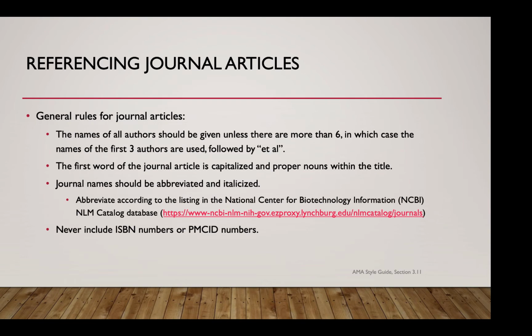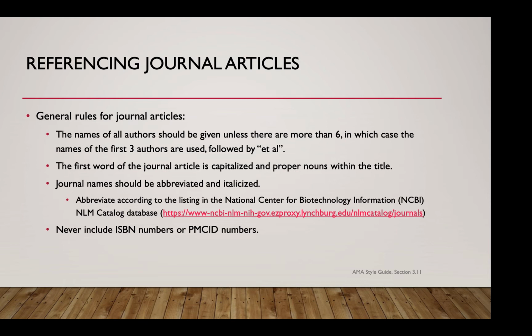When you reference journal articles, there are some rules that you need to follow. And when referencing a journal article that has more than 6 authors, you only list the first 3 authors and you follow the third author's name with et al. Also, the first word of journal article titles are capitalized, as are proper nouns. Everything else is written in small letters. Journal names should also be abbreviated and italicized.